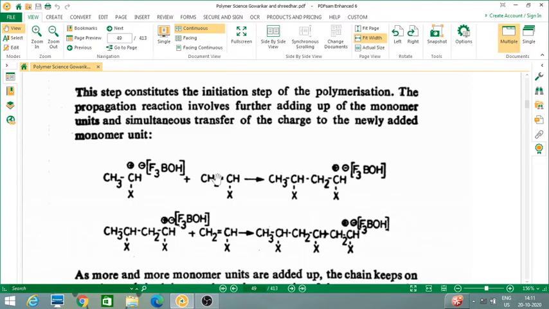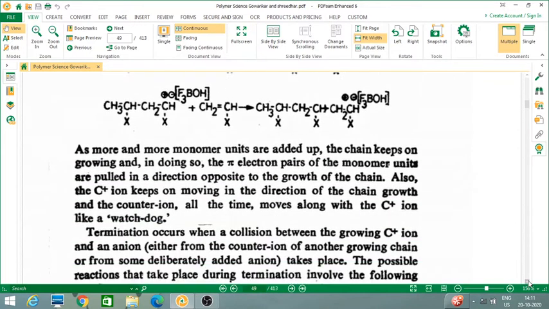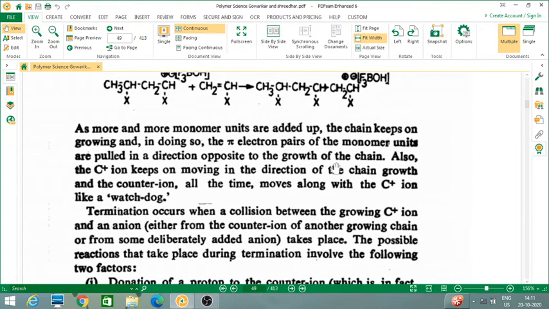Then the propagation continues further and you get three molecules. The chain is set in. As more and more monomer units are added up, the chain keeps on growing, and in doing so, the pi electron pairs of the monomer unit are pulled in the direction opposite to the growth of the chain. Because here, right, they are pulled here. So it is not in the direction of the growing polymer chain. It is pulled backwards.